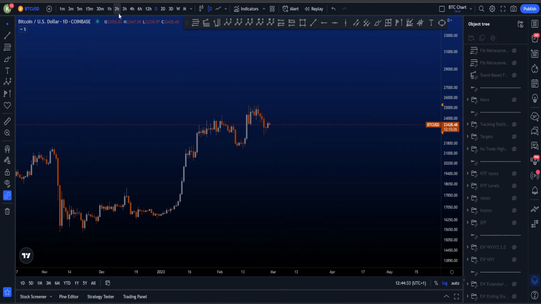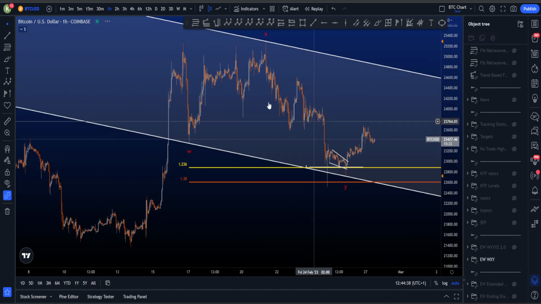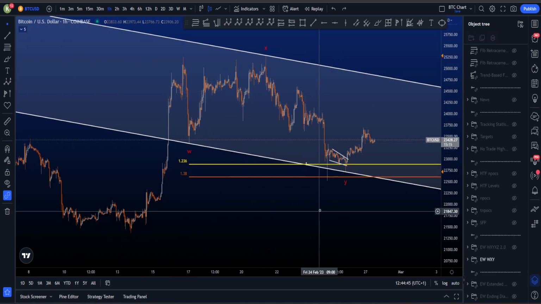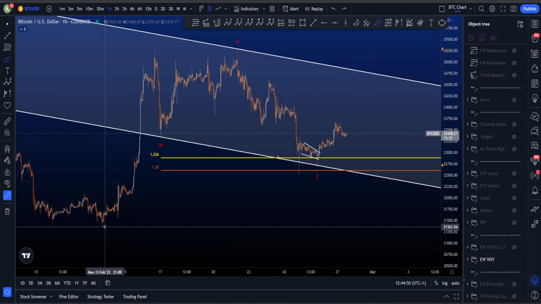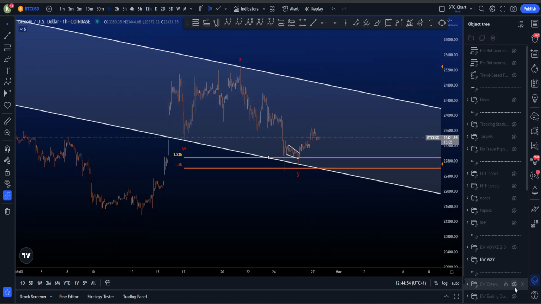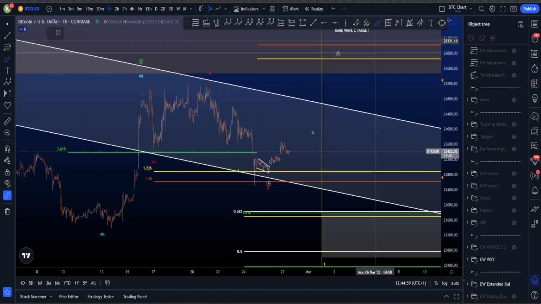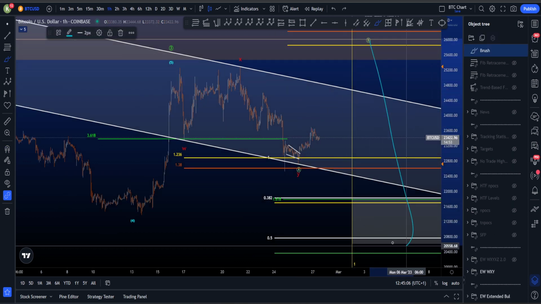Now let's go to the more local time frame, where I have two scenarios mainly. The first one is this WXY. Now this count would be invalidated the moment we take the low here at 21.4k, and this count would fit nicely in the higher time frame count that we have, because if wave Y is indeed in, we can now move up in 3 waves for this wave B before then moving to the downside in wave C.